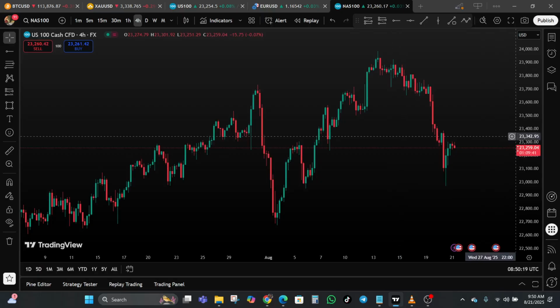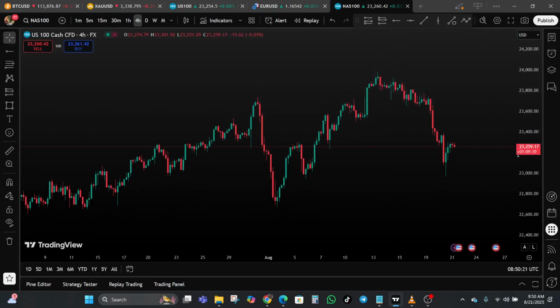Now, let us start with the core of this strategy. The ICT indices strategy revolves around four key concepts: liquidity, fair value gaps, order blocks, and displacement. Together, these form the foundation of smart money concepts.